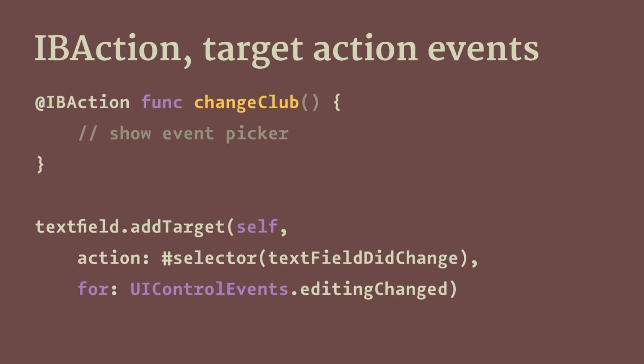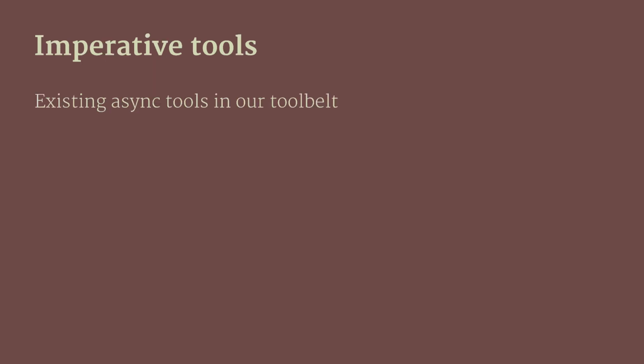And here's some other types of events, target action types or IBAction, that a user tapped to change club. And that's an event happening. They tapped this button. Or the target action below, we're adding this target action for an event happening, a UI control event. They're even called events there, for whenever the text changes. And again, these are inputs into your control flow, into your class, and they're spread all over your file.